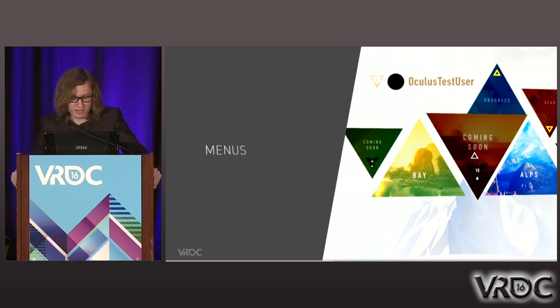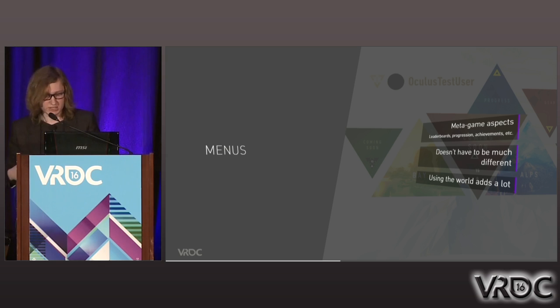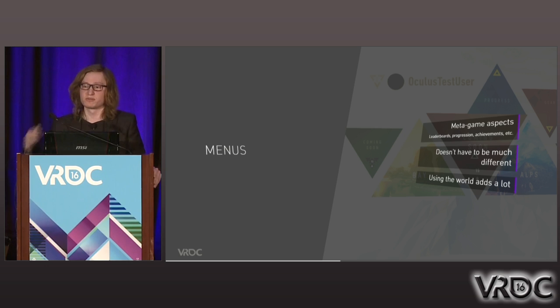So, menus. When I talk about menus, I mostly mean everything that comes before the game. Everything to do with metagame aspects: leaderboards, progression, achievements, etc. Menus don't necessarily have to be much different in VR. You could just go ahead and have your menu projected on a plane in front of the player and do some kind of raycast to see which buttons they hit, right? But that's not really taking full advantage of VR, is it? Using the world can add quite a lot to the experience.